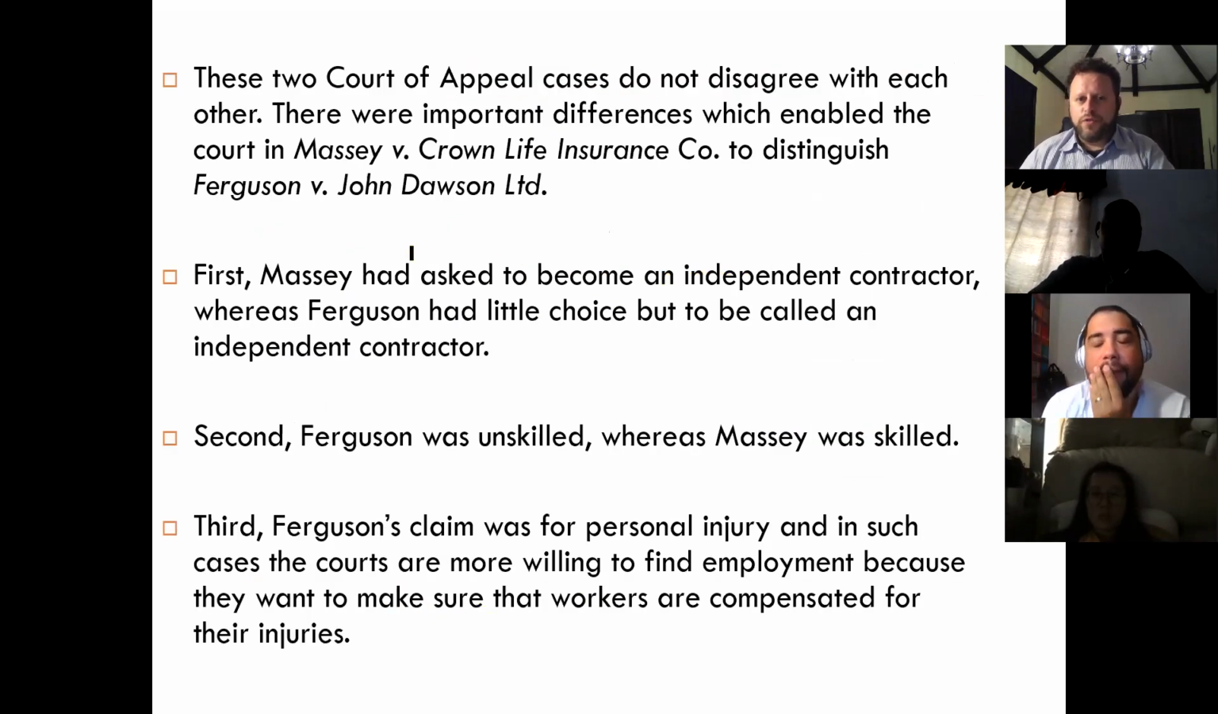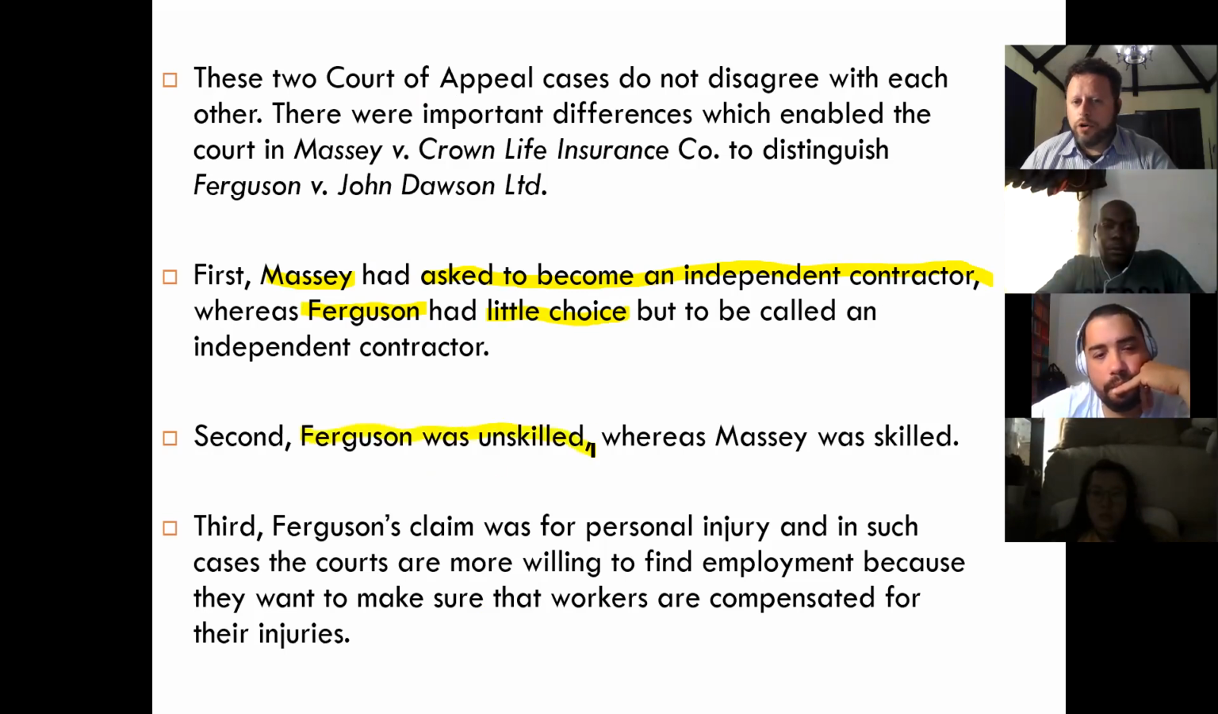So in the second case, Massey, that's Min's example, you asked to become an independent contractor. Whereas in the first case, Ferguson, that would be Nicola, you had no choice. That's a big difference. Another big difference, Nicola, you were hired to just sell clothes. You're unskilled. Min has been a manager for 6 years. She's skilled. We expect her to understand the difference here.